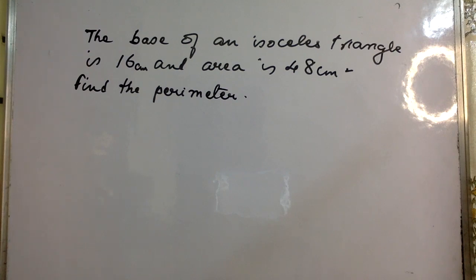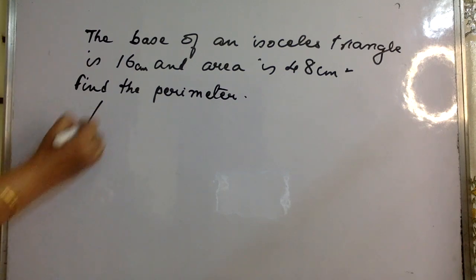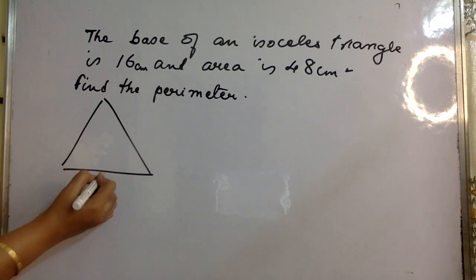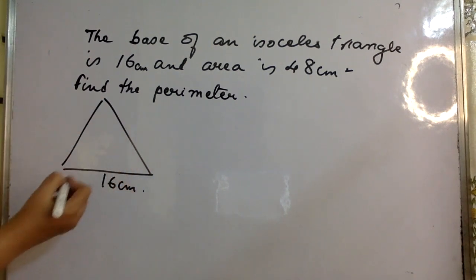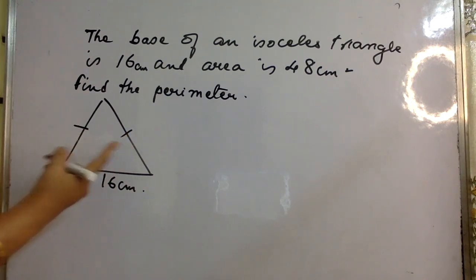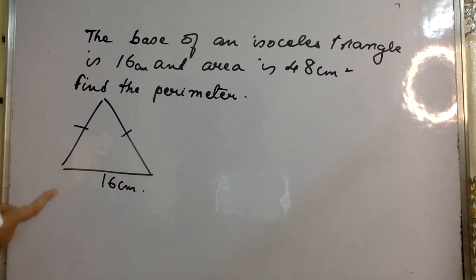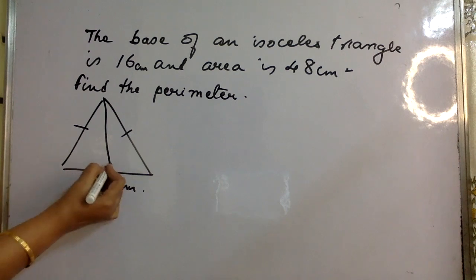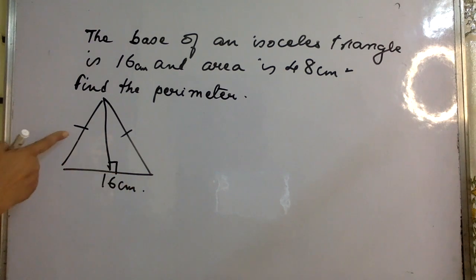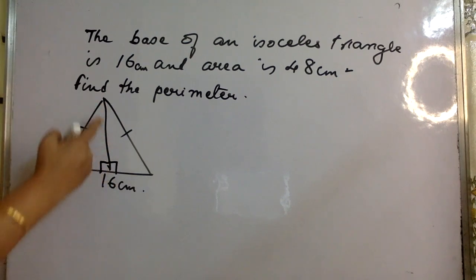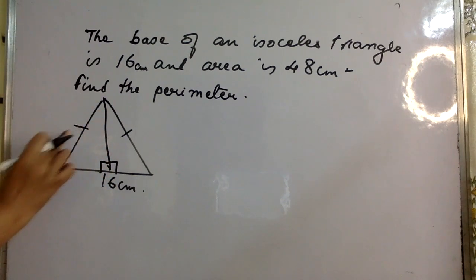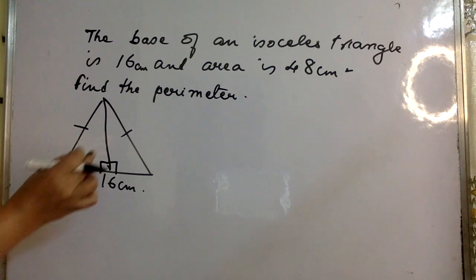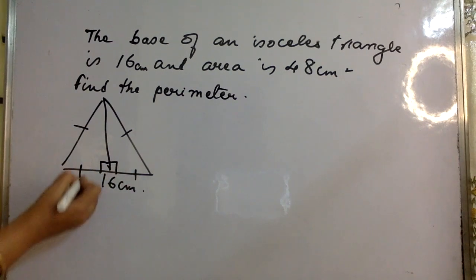So here is the question. The base of an isosceles triangle is 16 centimeter and the area is also given as 48 centimeters square. Isosceles triangle means these two are equal. This is the base. You have to find its perimeter. So what we can do is, supposing there is one formula, but there is no requirement to know the formula, we can make a perpendicular here. Now due to congruence, this side equal to this, this is 90 degree and this is the common side. So by RHS we can prove congruence between these two triangles, then this part becomes equal to this part.